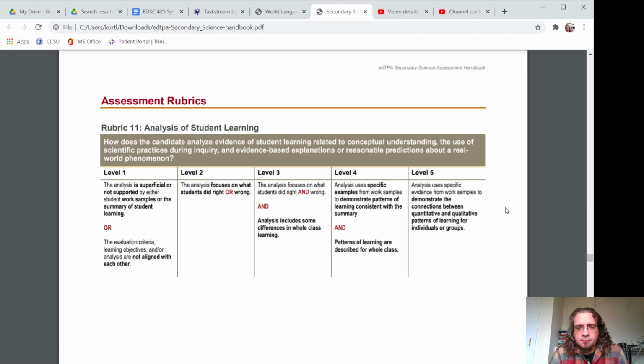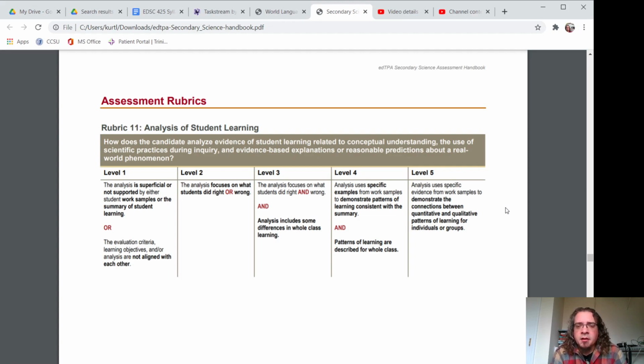Level 4. Analysis uses specific examples from work samples to demonstrate patterns of learning consistent with the summary. So here we go, looking at things in a more evidence-based manner. In other words, student work as evidence. And then the second part here is patterns of learning are described for the whole class. And that's going to differ with level 5 because it's not just whole class, right?